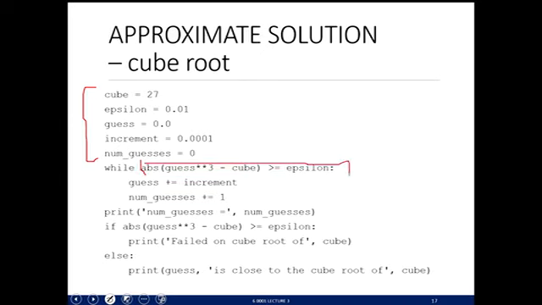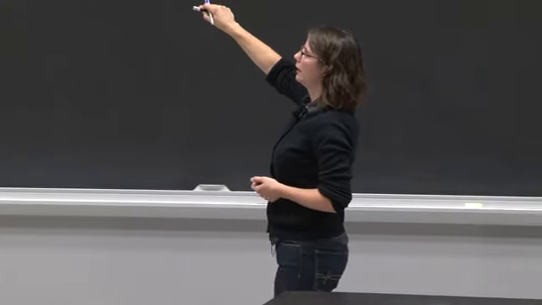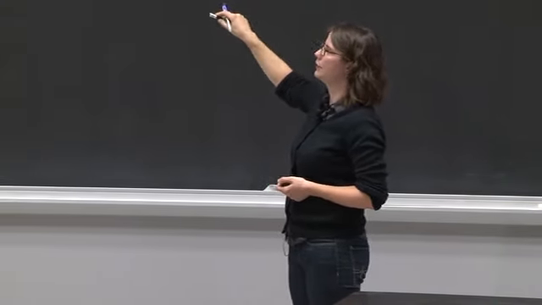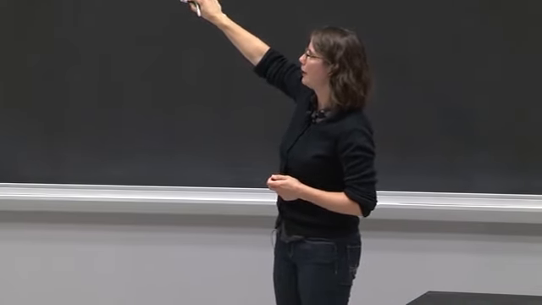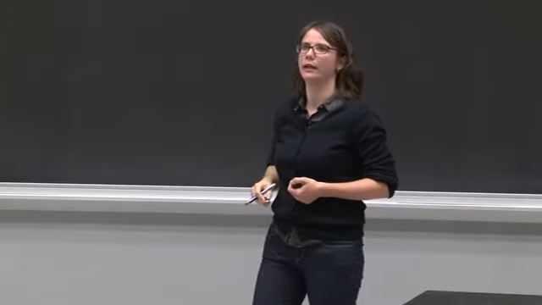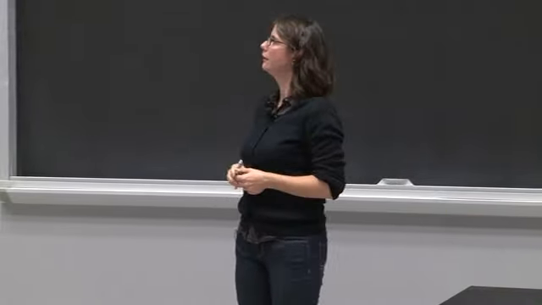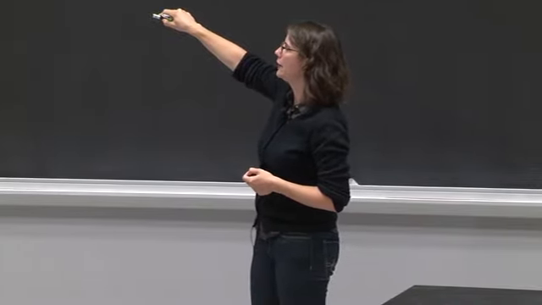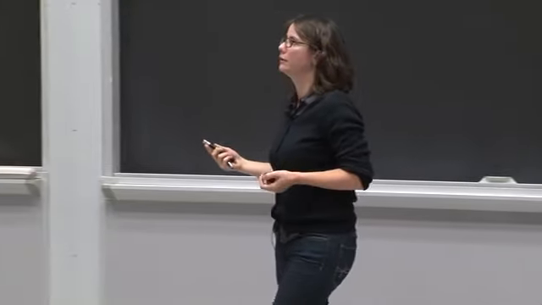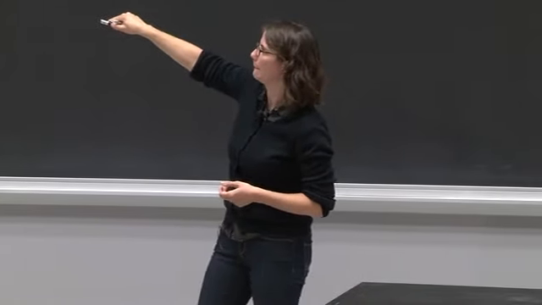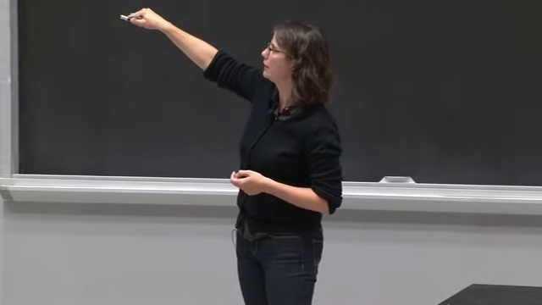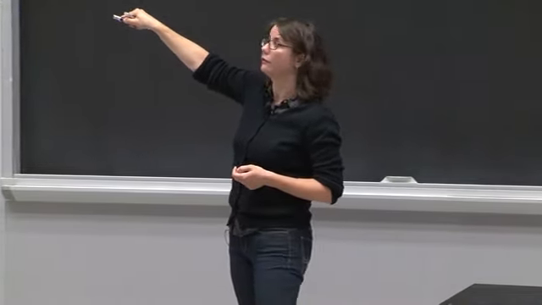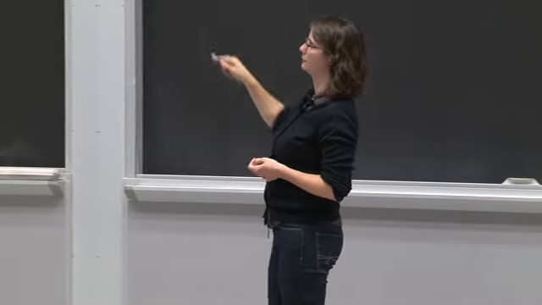This part is similar to the guess and check from before. So we're going to take the guess to the power of 3 minus the cube. So that's how far away we are from the actual answer. And if that's not good enough, so if we're still greater or equal to the epsilon, then keep guessing. So we're going to be stuck in this loop where we keep guessing values until we've reached a guess that's good enough, until we're less than epsilon.